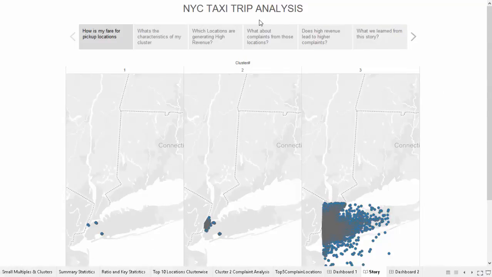We have performed cluster analysis on the data based on parameters such as the fare amount, the number of rides, the trip distance and the tip amount. In the visualization you can see that in cluster 3 the pickup locations are spread out. In cluster 2 they are more concentrated in a specific area, and in cluster 1 the number of pickup locations is very small. Let's move on to the next visualization.